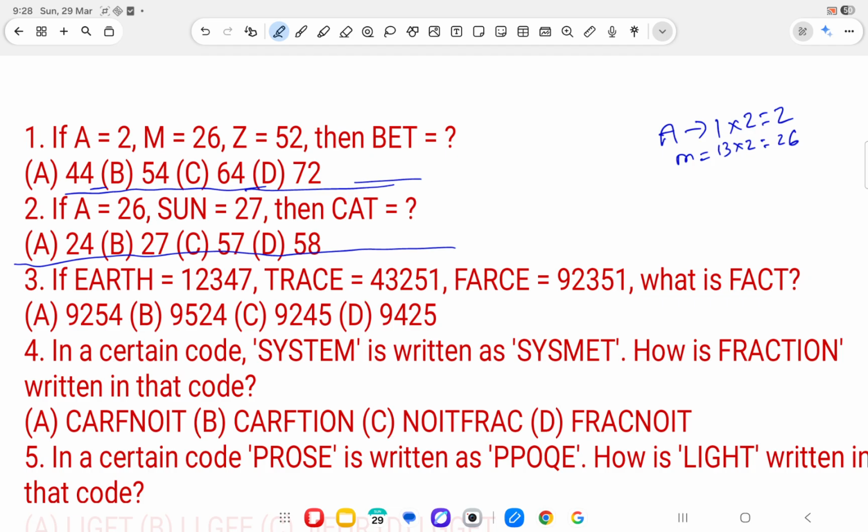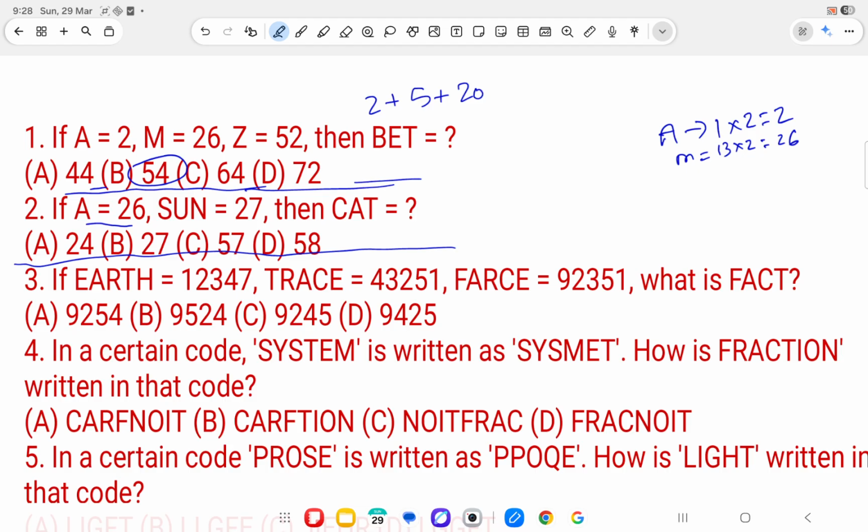Then B is 2 plus E is 5 plus T is 20. Adding all this, 27, into 2, 54 is our answer. Then next, A is equal to 26. So how to take? So we need to add 25 to that?